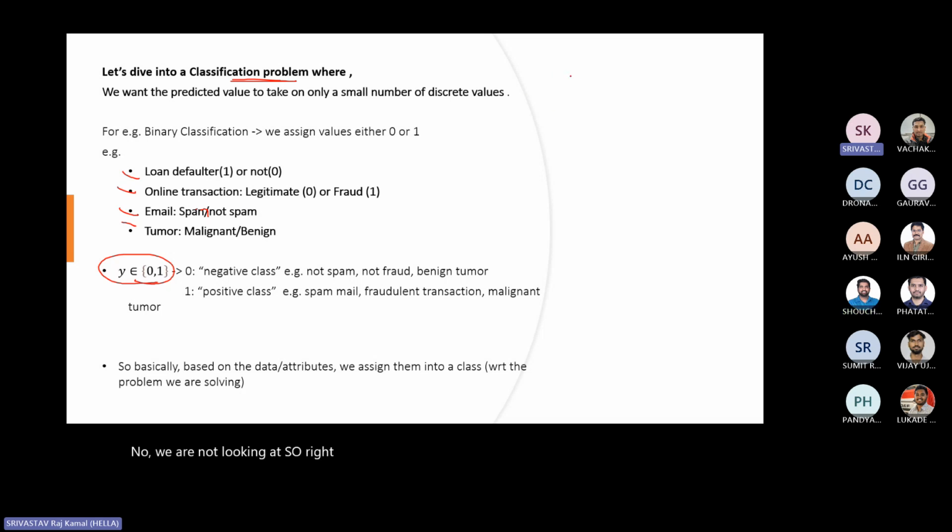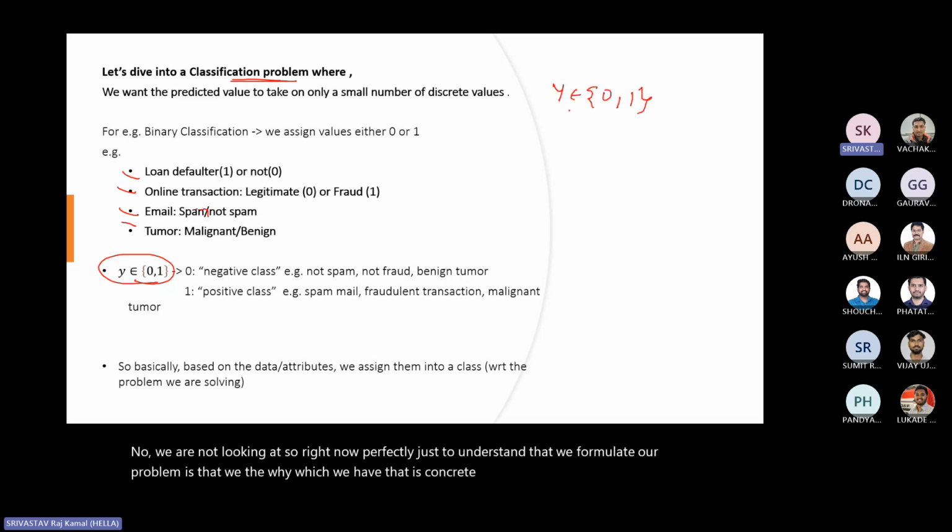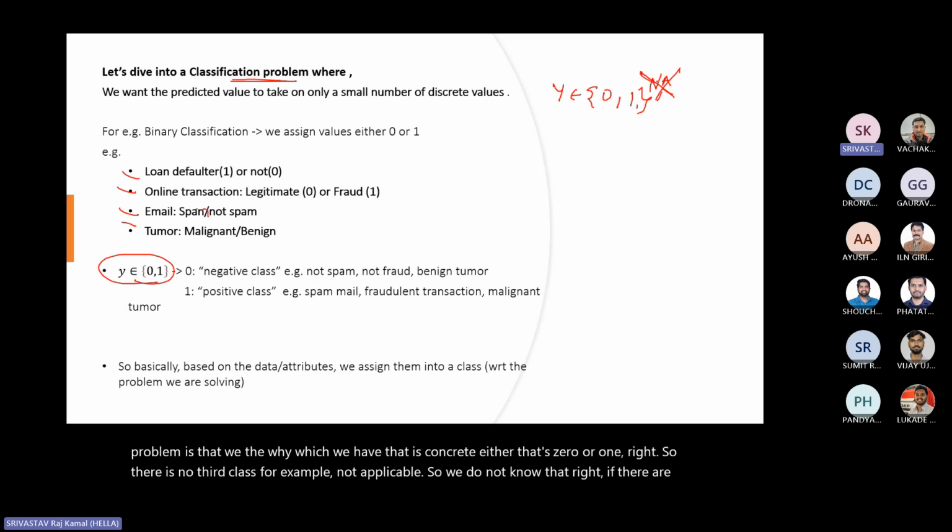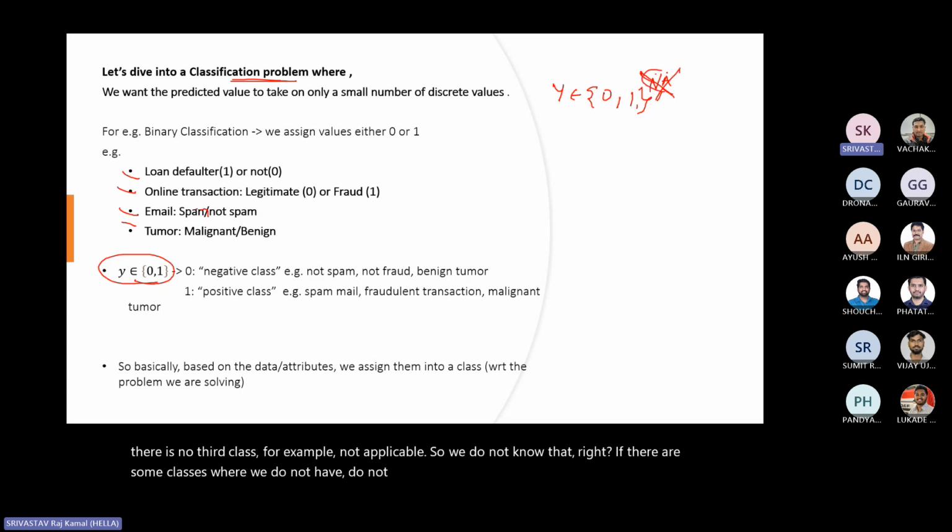So just to understand, we formulate our problem such that the y which we have is concrete, either 0 or 1. There is no third class. If there are some classes where we do not have any conclusion, we will not use that in our experiment because that's not going to help us.